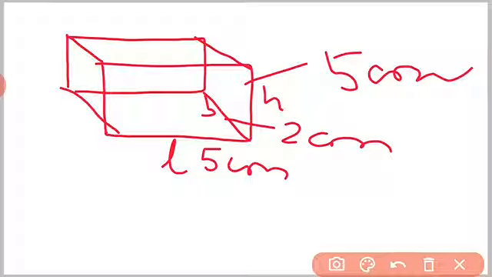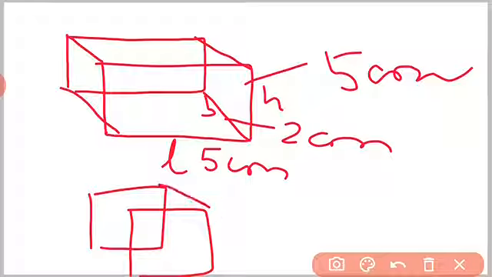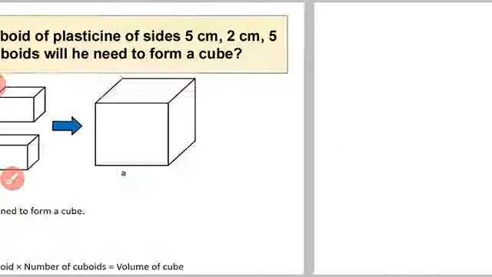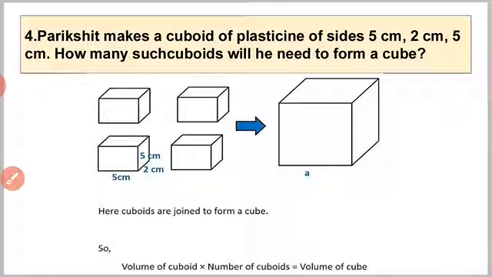He wants to make a cube out of these cuboids. So how many such cuboids are required to make this cube? So let us start. For finding this we should know what is the volume of this cuboid.